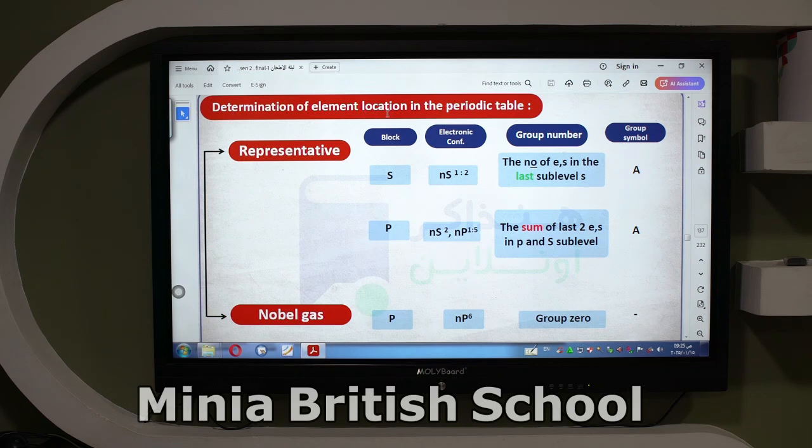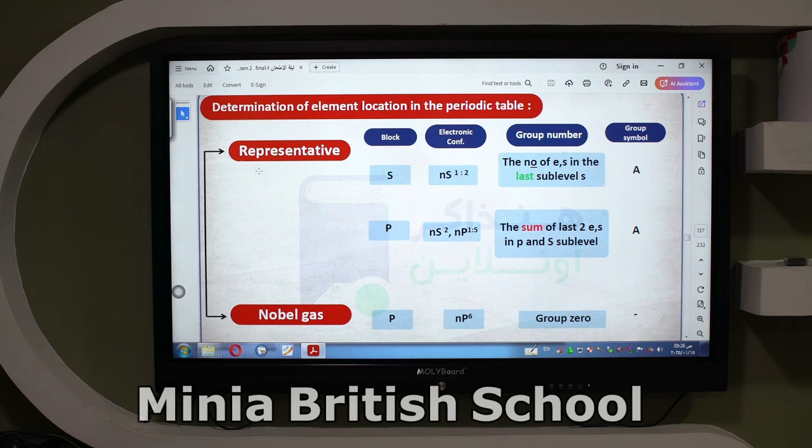About determination of element location in the periodic table, we have representative elements. They are located in blocks S and P, but NS must be 1 or 2 because S is completely filled with 1 electron or 2 electrons. The group number is the number of electrons in the lowest sublevel S, so the group symbol will be A: 1A, 2A, 3A. About P, it's NS2 and NP from 1 to 5. Why do we except 6? Because NP6 belongs to noble gas, so any electronic configuration ending with NP6 belongs to the 0 group, but from 1 to 5 it belongs to representative elements.